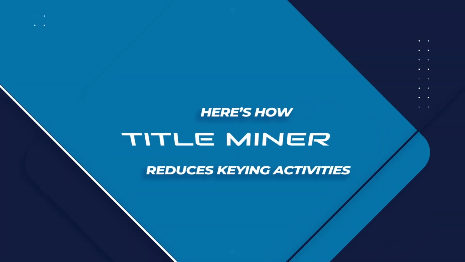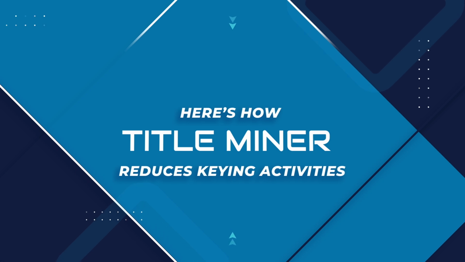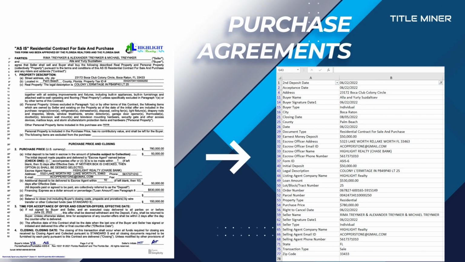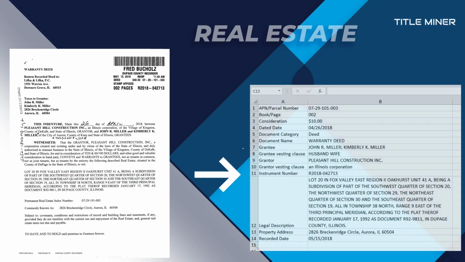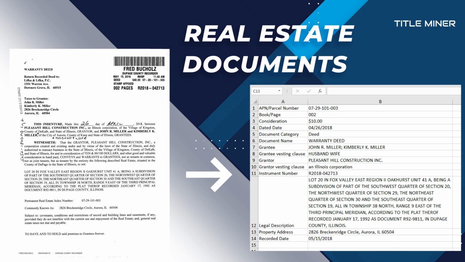Here's how Title Miner reduces keying activities so staff can focus on quality control. Title Miner reviews and extracts key details from purchase agreements to kick off the process of requesting title. It extracts key data from real estate documents, speeding up title reviews and plat builds.